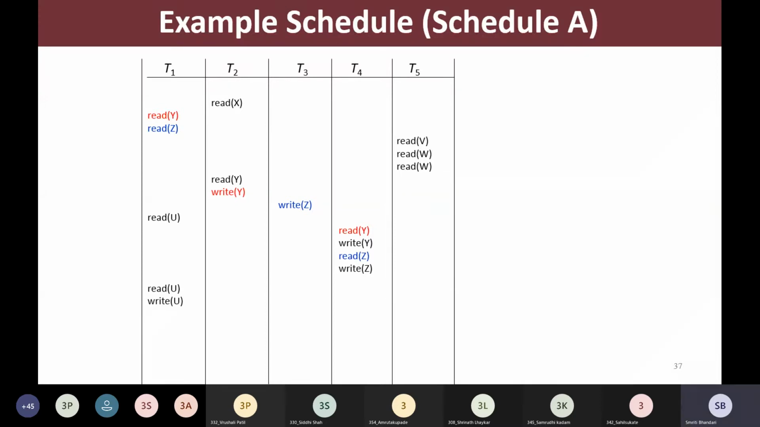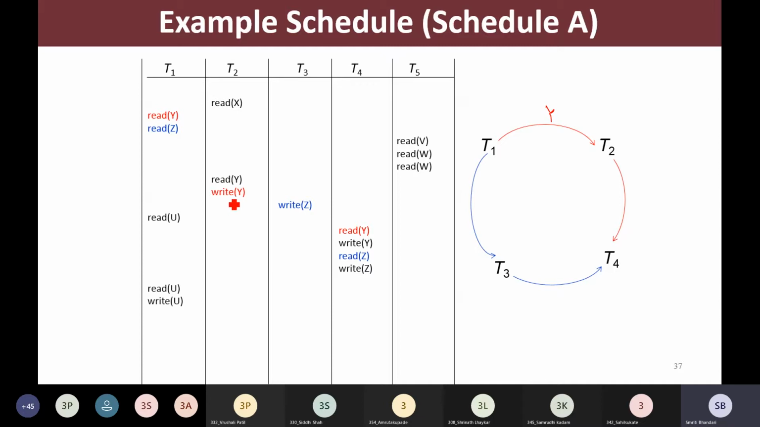And the data elements they are using are Y, X, Z, W, V, U, and so on, right? So if I want to have a precedence graph for this particular schedule, then see here, T1 is reading Y, and then T2 is writing Y. So from T1 to T2, I'm having this arc or edge. Further, this data item Y is being accessed by this transaction T4, right?